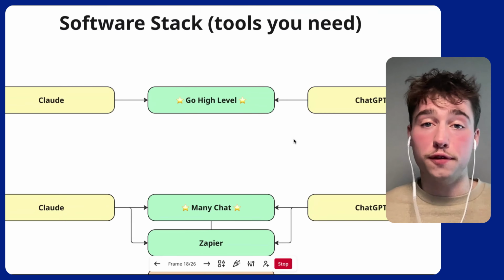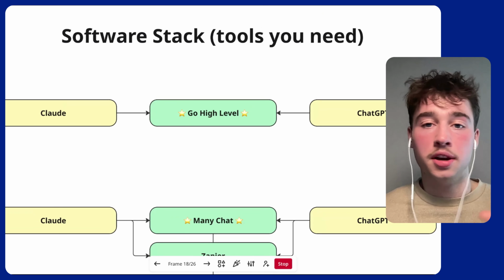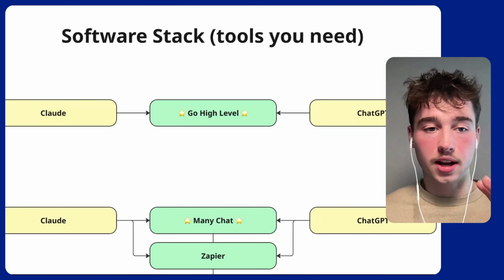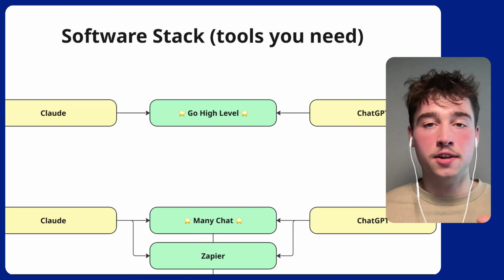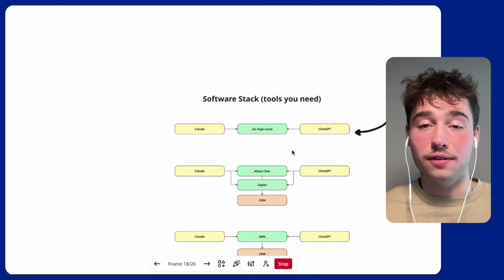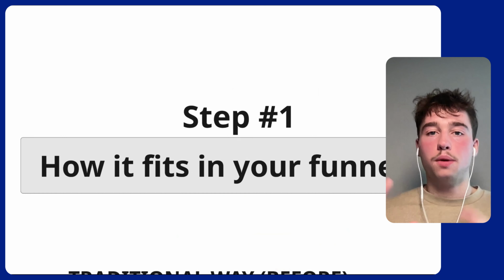But the simplest way for me is Go High Level. They already have a pre-built system for this. So this makes it super simple for you. And you don't have to learn about all these APIs, triggers, and connections that make AI automation and building AI agents pretty difficult. So let's get into step number 1, how this fits into your funnel.